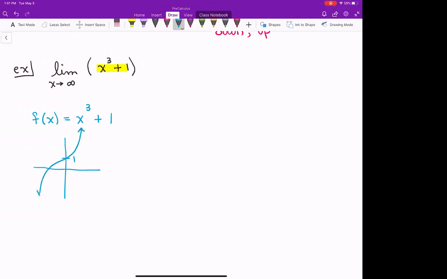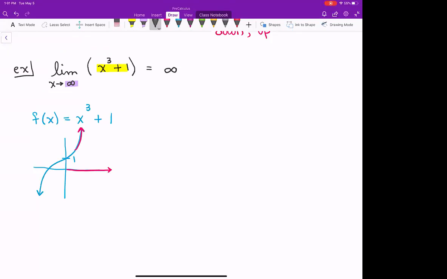And really, when I ask as x goes to infinity, I'm really asking about what's happening on the right-hand side of that graph. So when x gets really, really big on this side of the graph, my y values are going to keep getting bigger and bigger and bigger. So technically, I could say that this limit is heading to infinity because on the right-hand side of the graph, we are going up.